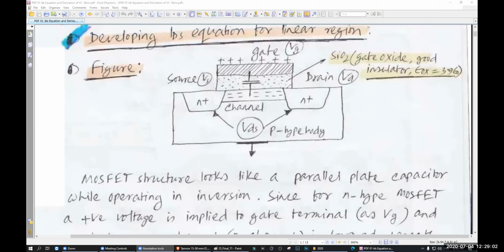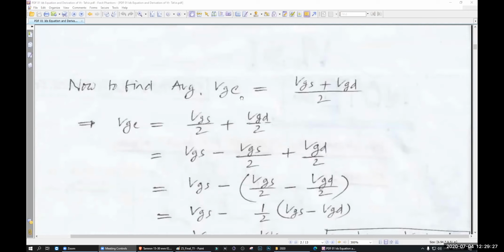So normally we can be right, we can be wrong as well, but since we do not have any method of finding out the voltage, that's why we will be averaging this voltage and this voltage. Let's say this is the younger brother, this is the older brother, so here the middle brother's age will be the average. So that's why we will be finding the VGC by using the average: VGS plus VGD divided by 2. Now we can separate this into VGS by 2 and VGD by 2.